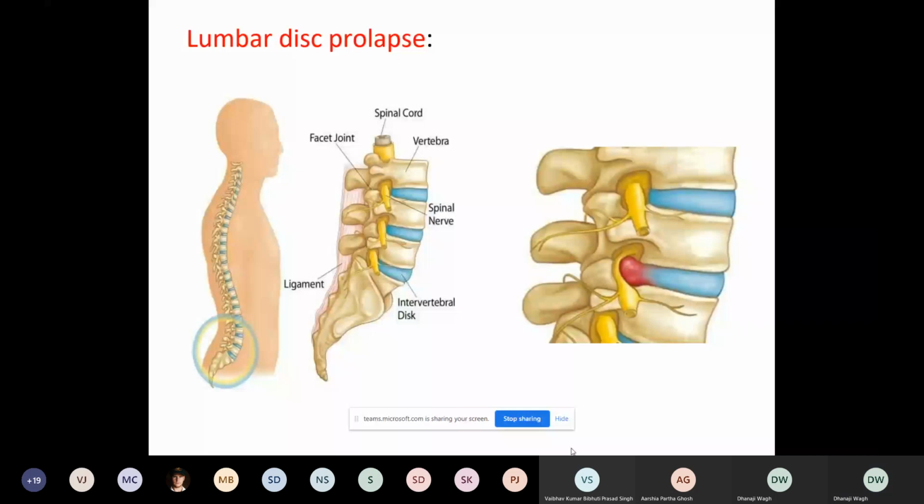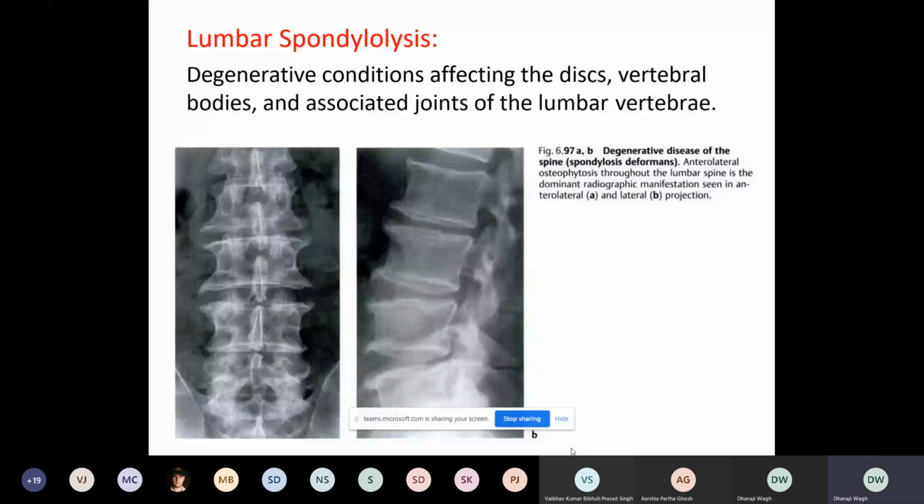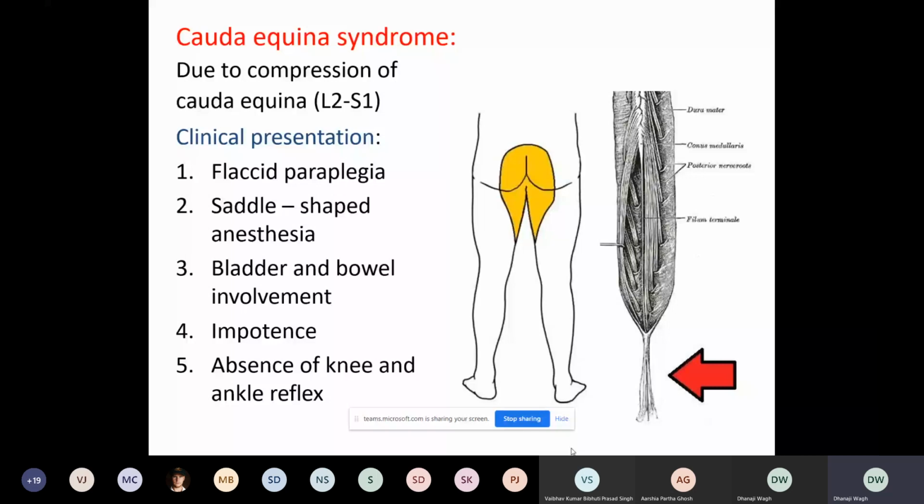Lumbar disc prolapse and lumbar spondylosis: these are degenerative changes which affect the disc, vertebral bodies, and associated joints of the lumbar vertebrae. Cauda equina syndrome is clinically present due to compression of the cauda equina at the level of L2 to S1. Clinically it presents with flaccid paraplegia, saddle-shaped anesthesia, bladder and bowel involvement, impotence, and absence of the knee and ankle reflexes. So thank you.